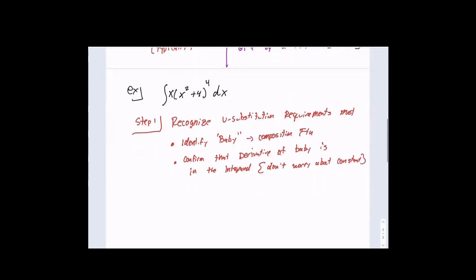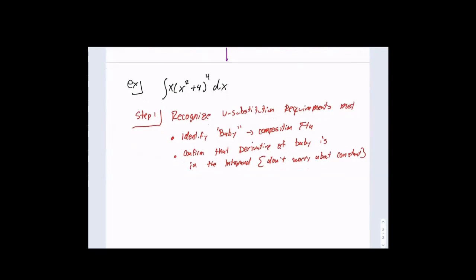So when I look at this problem, I see a baby. I see something trapped in parentheses. Now, also, how do I know this? If multiple functions of x within the integrand, most always a U-substitution problem.